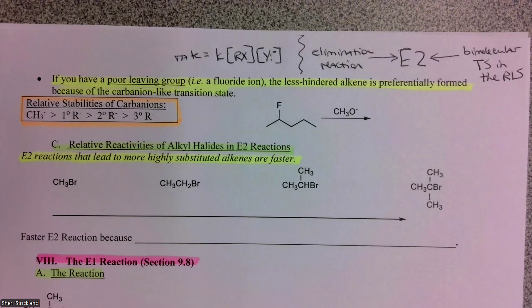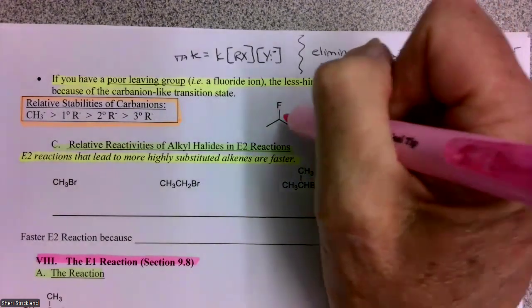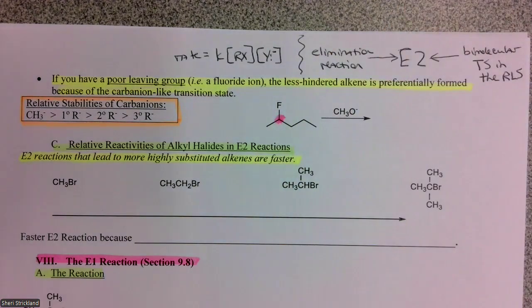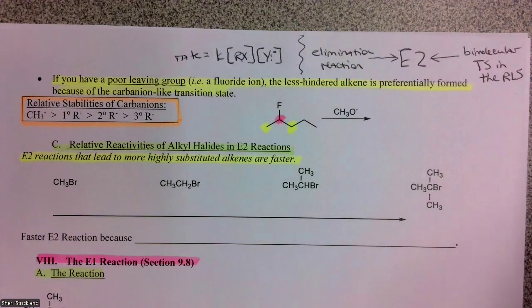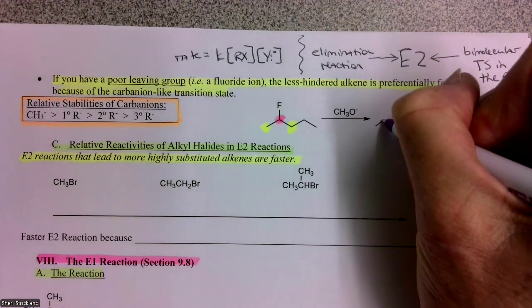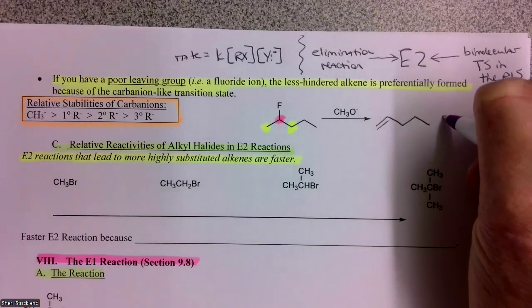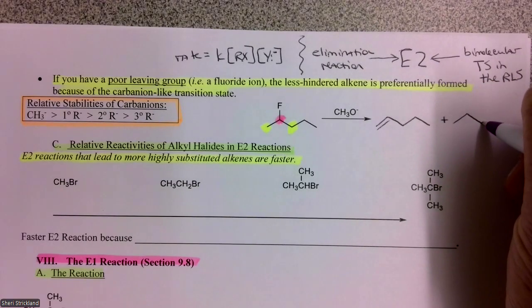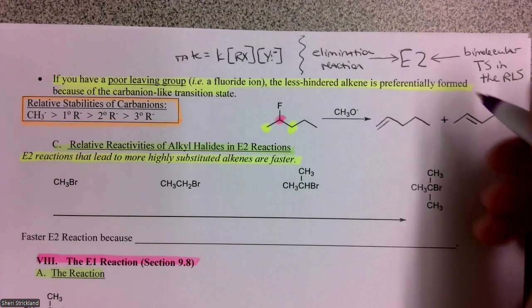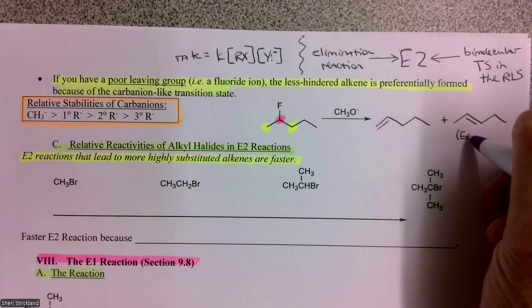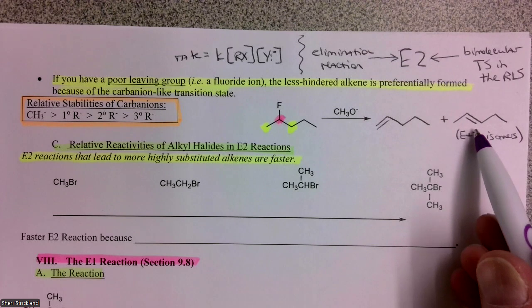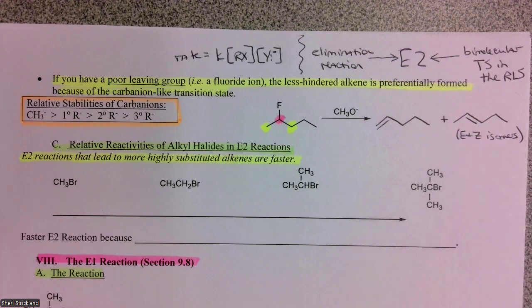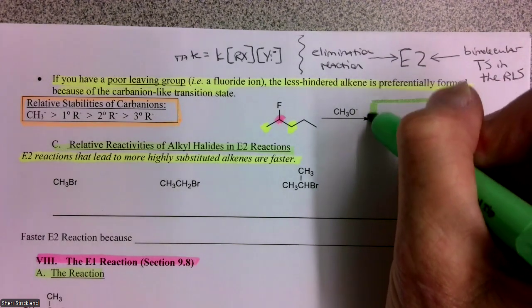So here's our alpha carbon. Here are our beta carbons. The two possible products are these two, like this and this. This one would have E and Z isomers. Now, Zaitsev's rule would say this would be the major product, but because we've got a poor leaving group, that means that this guy is going to be the major product.